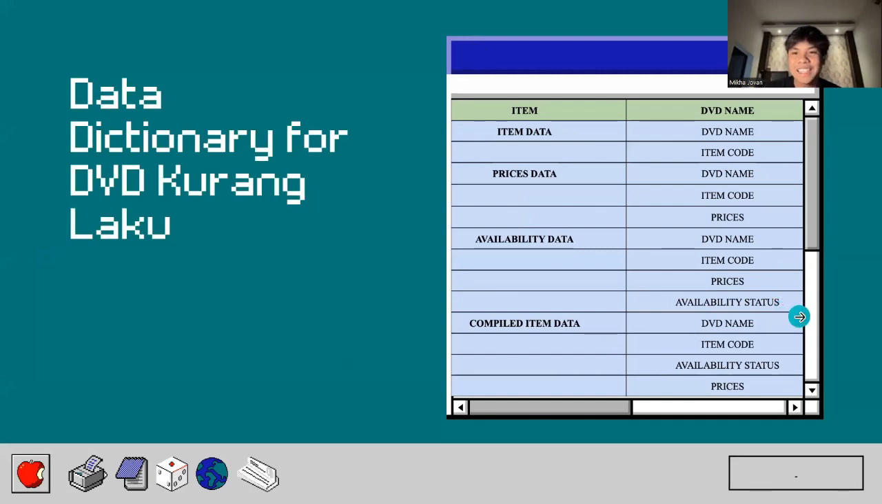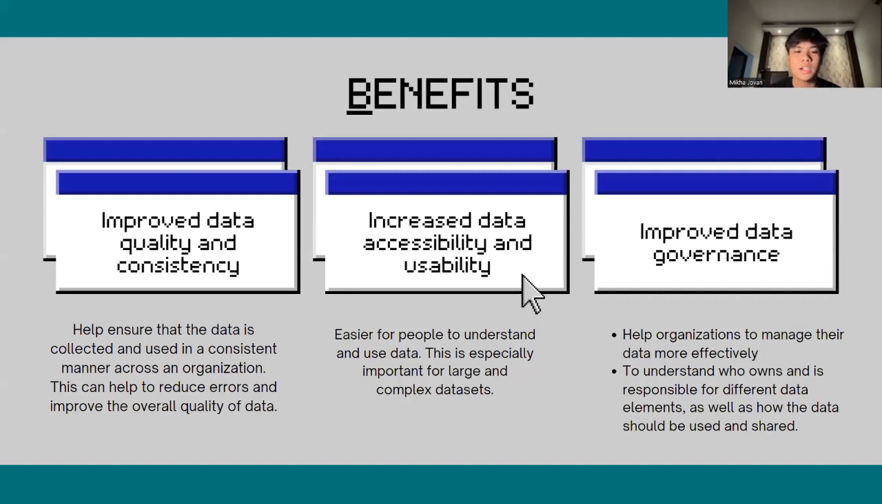Okay, next slide. The benefits are improved data quality and consistency, increased data accessibility and usability, and improved data governance, because it helps ensure that data is collected and used in a consistent manner across an organization. This can help reduce errors and improve the overall quality of the data. It also improves data accessibility because it is easier for people to understand and use data. For example, in the previous slide, it's just a simple table consisting of the data and its metadata, so it is very important to minimize large and complex data sets. And lastly, it is very useful for improving data governance because it helps organizations manage their data more effectively. It also helps users understand who owns and is responsible for different data elements and how the data should be used and shared.